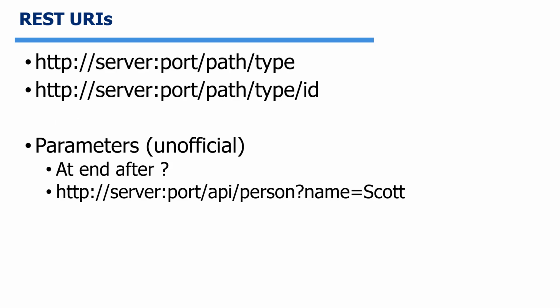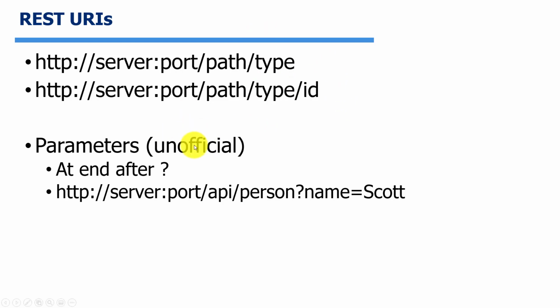Here's an example of what these URIs might look like. If you have one that's like HTTP, some server and port, some path, ending in a type, that's considered a collection or a directory of information. And when you specify that, you're really talking about the entire collection at one point. If you add an ID on the end, you're referencing a specific item inside that collection or inside that directory.